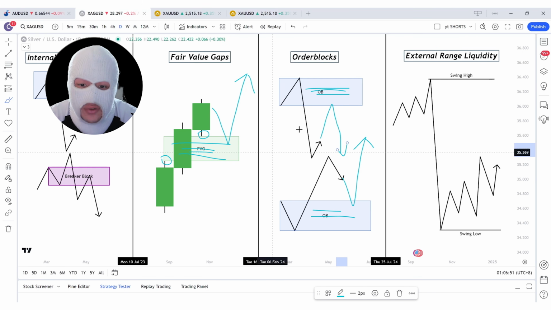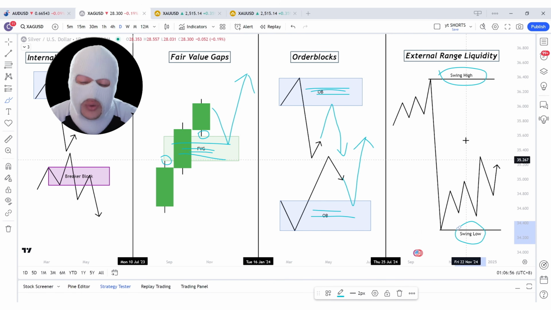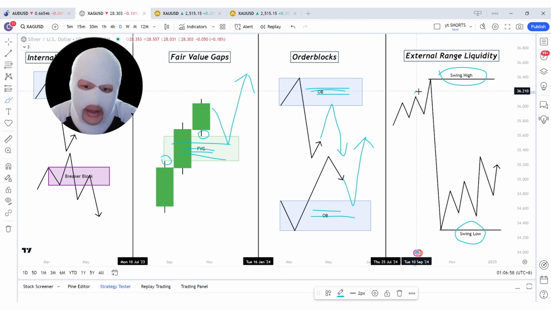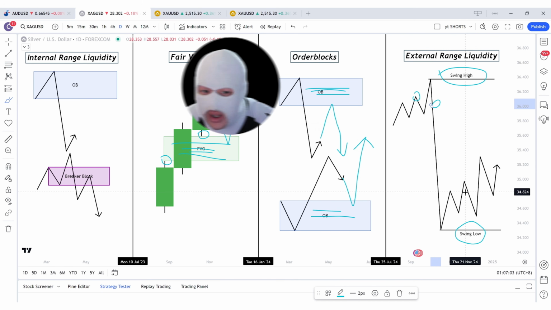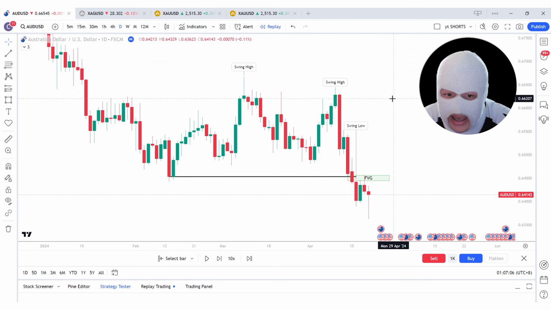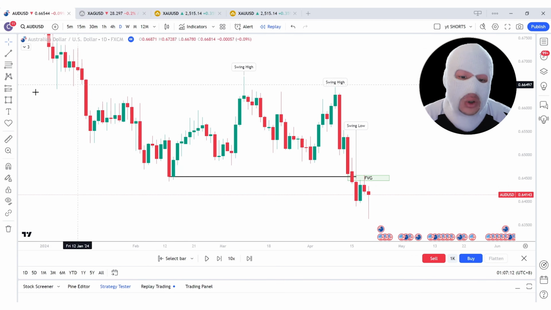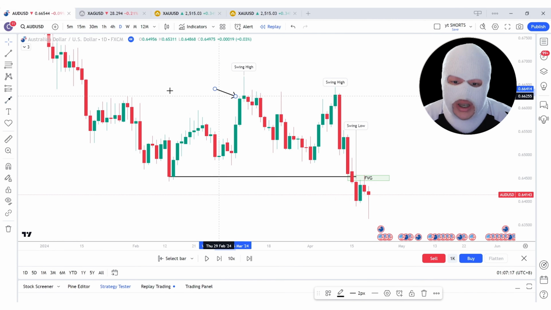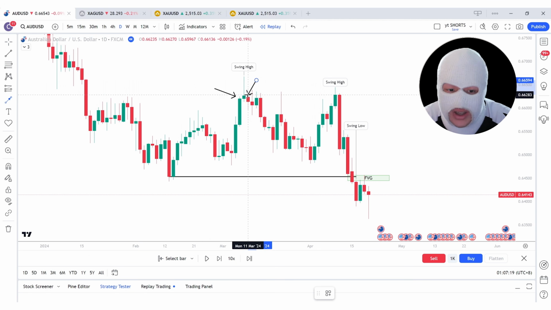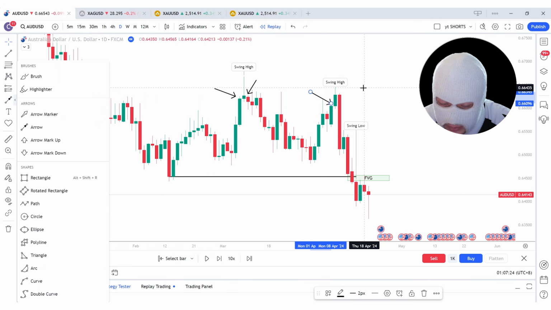External liquidity refers to swing highs and swing lows. Swing highs are highs with a lower high to the left of it and a lower high to the right of it. For example, on the Australian US dollar chart, this is a swing high over here. As you can see, to the left of it and on the right of it, price forms lower highs here and here. This is also a swing high for the same reason. There's a lower high over here and another lower high here.